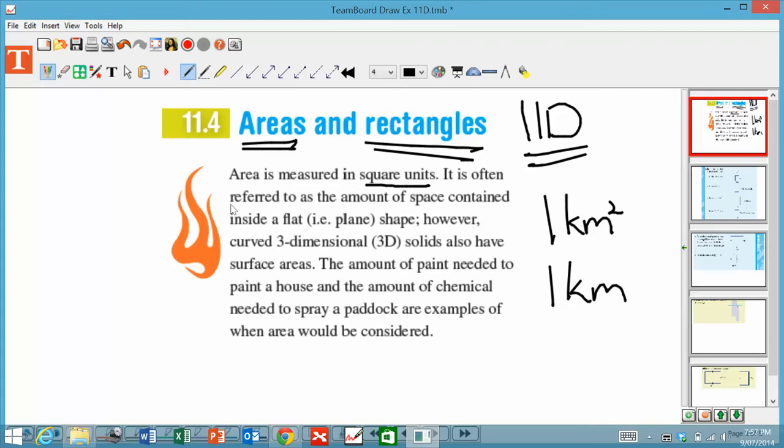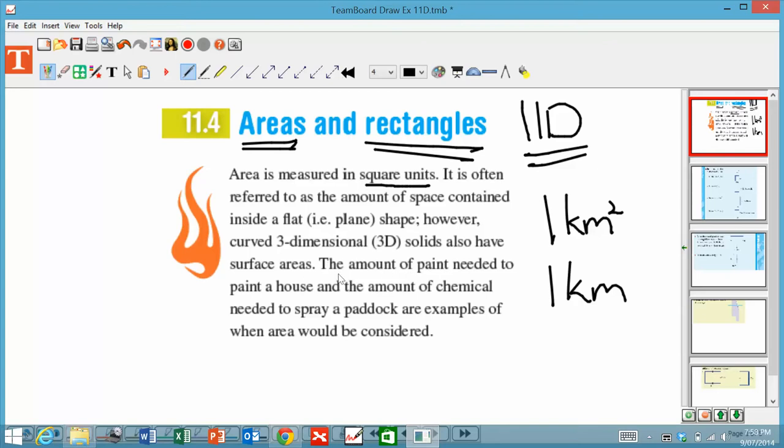Okay, now area is often referred to as the amount of space contained inside a flat shape. So normally a two-dimensional shape, but you can calculate surface area of three-dimensional objects as well, which basically goes through the same sort of process. All the problems here are basically on two-dimensional shapes, but you can calculate surface area using the same process for three-dimensional shapes as well.